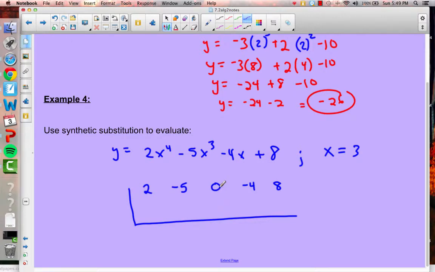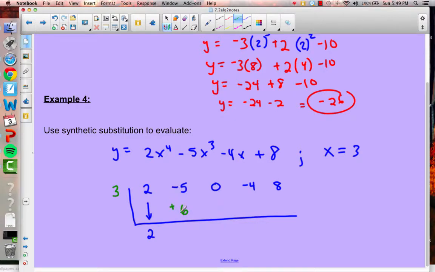And then the last thing we're going to do is deal with the x equals 3. Well, that's what we're plugging in, so we're going to write the 3 out on the left, outside the box. And now this process is all about just multiplying and adding, multiplying and adding. So first we bring down the first number, right? And then we start multiplying. Well, what's 3 times 2? Well, 3 times 2 gets us 6. And then we write that under the next number, and then we go ahead and we add.